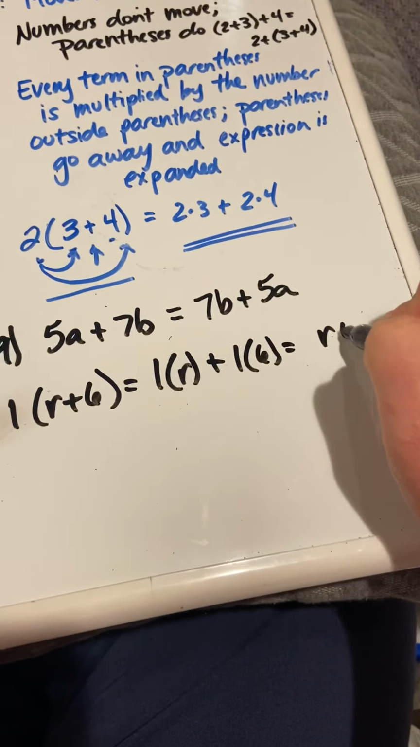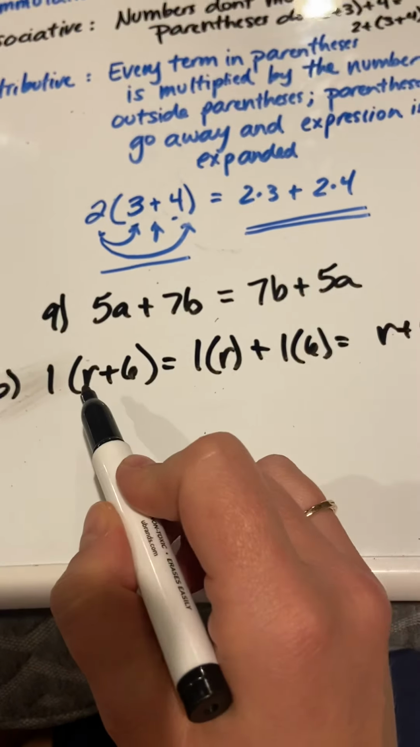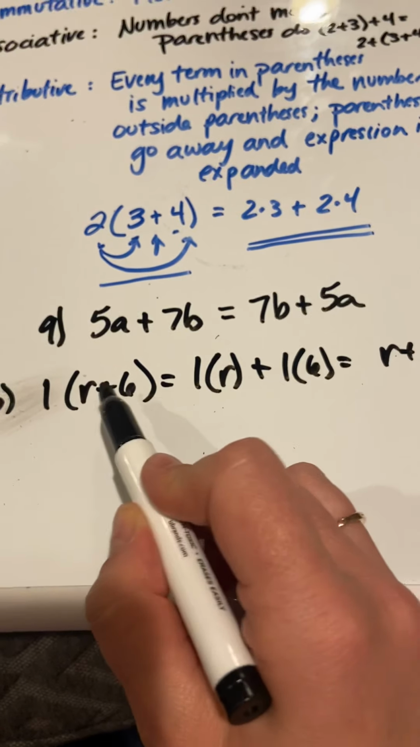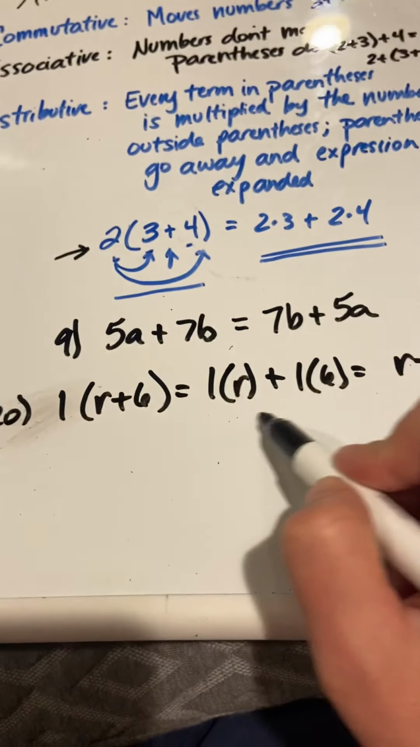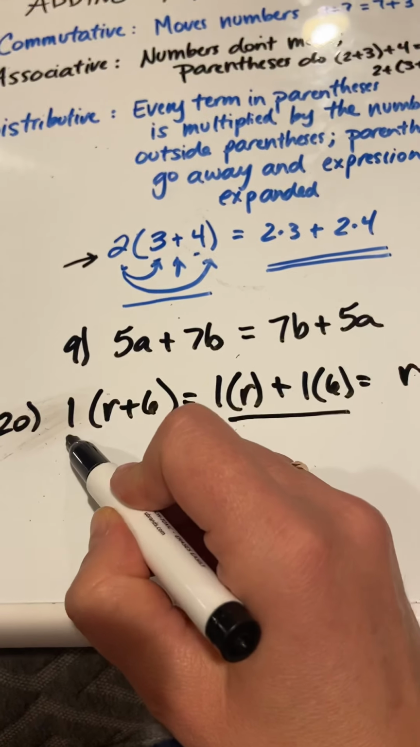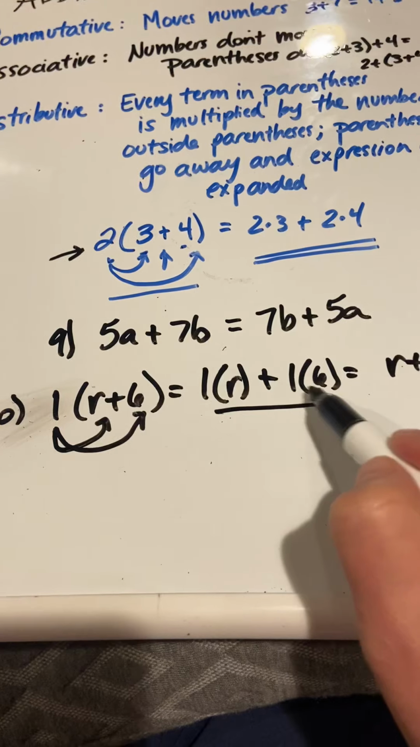equals r plus 6. And you can see here that we're starting with parentheses with something being added or subtracted in the middle, just like we did right here. And if we go to the next step in our problem, we have done 1 times r, and we have done 1 times 6, and we've added it together.